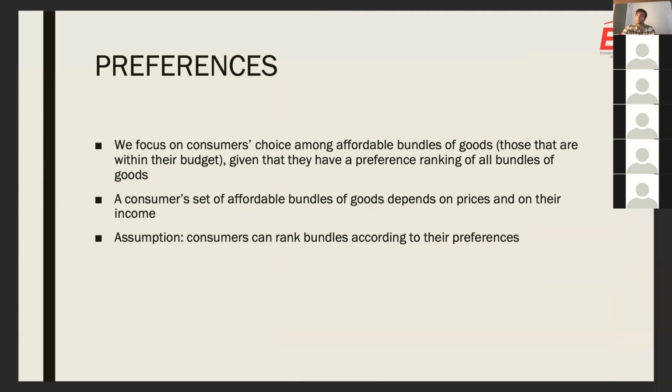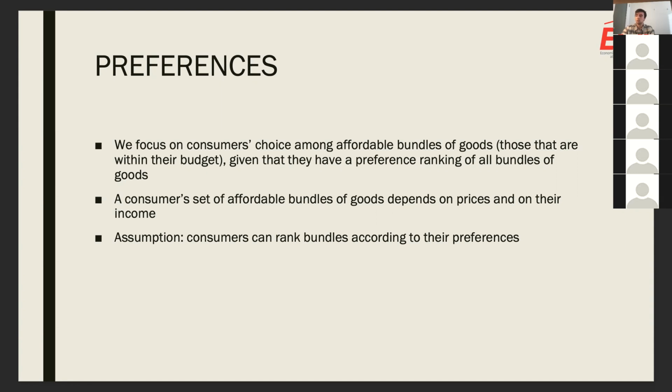So we're going to start with preferences, where we focus on the consumer's choice among affordable bundles of goods. Given that the consumer is rational and well-behaved, they can rank all of their bundles in terms of what the goods actually are. And the consumer's set of affordable bundles of goods depends on prices and on their income, which is a reference to what we were going to see in the budget line at the end of this presentation.